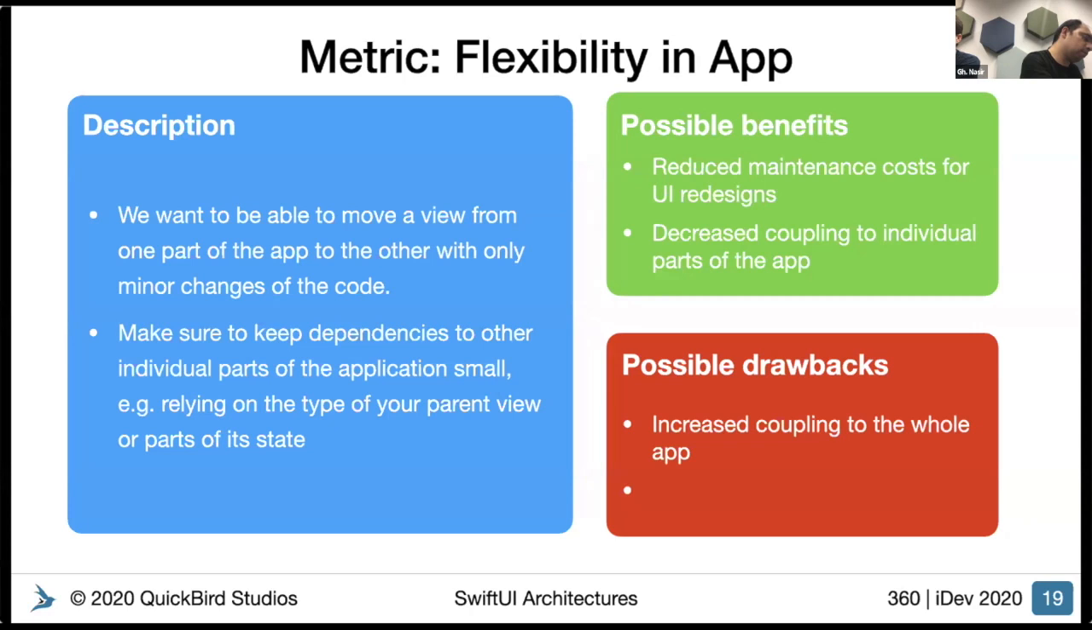And we also want to make sure to keep dependencies to other individual parts of the application small. For example, we don't want to rely on the type of our parent view or parts of the state of another view and stuff like that. As a benefit, we get, again, reduced maintenance cost for when we change the UI a lot, even though the general application is not changing that much. And we get decreased coupling to individual parts of the application, because when we are focusing on having that flexibility in the app, then we also have decreased coupling.